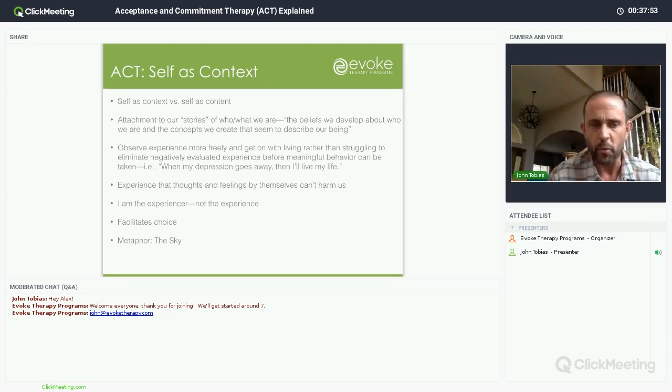And the hope, from a place of self as context, by the way, a synonym for self as context is the observer self. From the observer self, what we're trying to do is observe experience more freely and get on with living, rather than struggling to eliminate negatively evaluated experience before meaningful behavior can be taken. I.e., when my depression goes away, then I'll live my life.